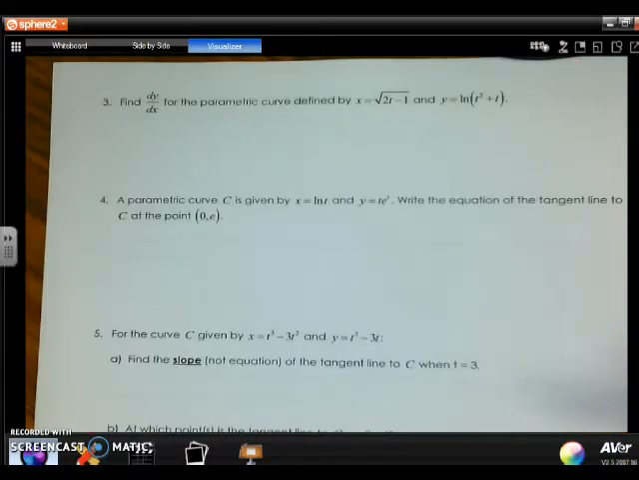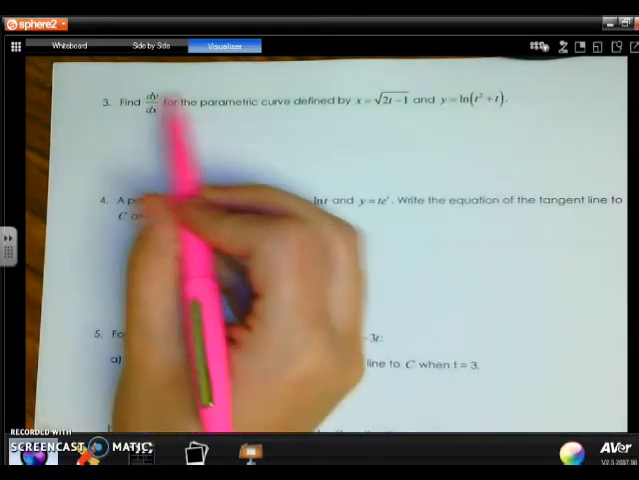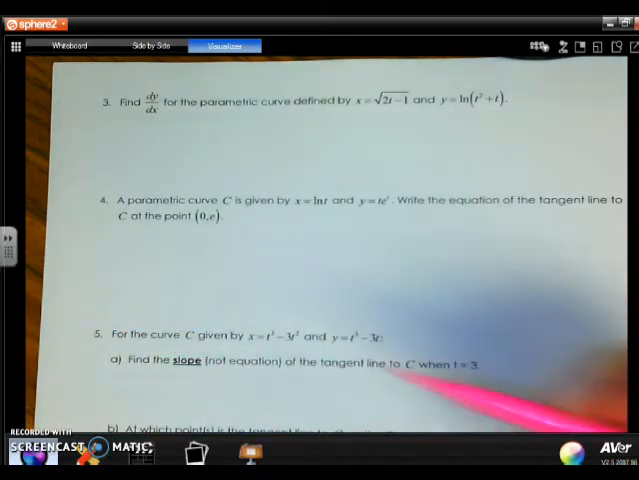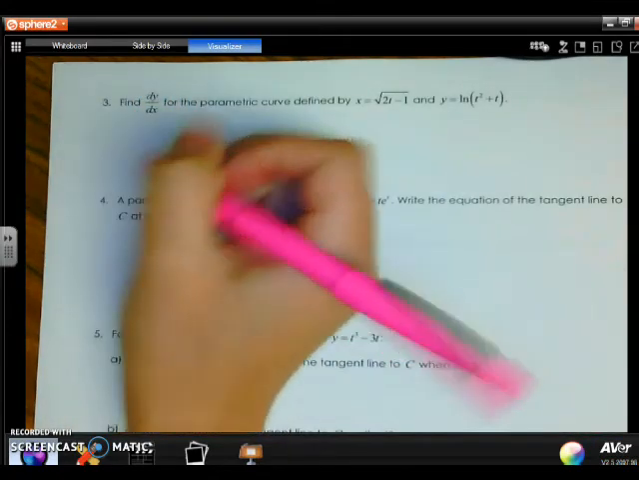Okay, this is number 3 on page 2. So again, it says find the derivative for the parametric curve defined by, and they give us an x and a y. We've been kind of preaching that dy/dx is dy/dt divided by dx/dt. So if you want to define them separately and then put them all together, you can.